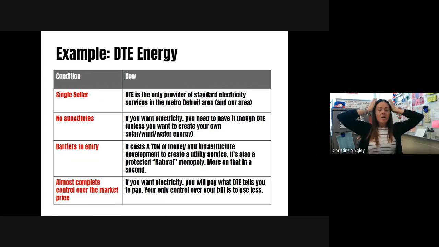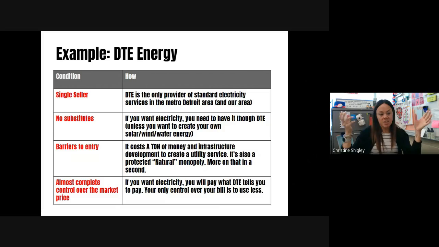So remember, we go through the condition and then how this particular company meets that condition. The condition of being a single seller: DTE is the only provider of standard electricity services in the Metro Detroit area, which also includes our area. And I say standard because, again, you can throw solar panels on your house. You can build wind turbines in your backyard. You can pedal your water to your house. But if you want standard electricity, it's DTE.